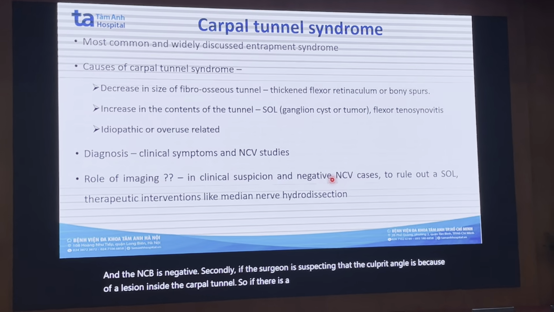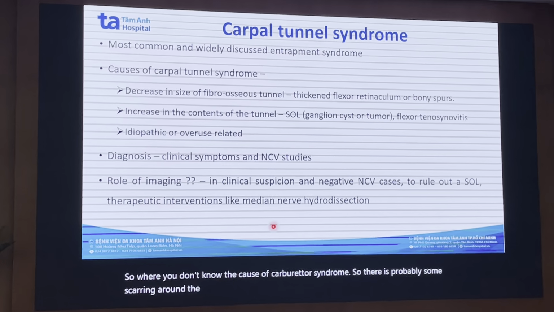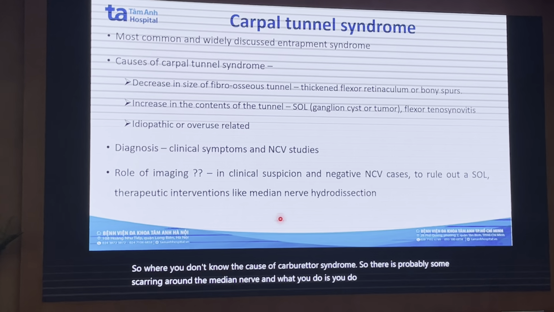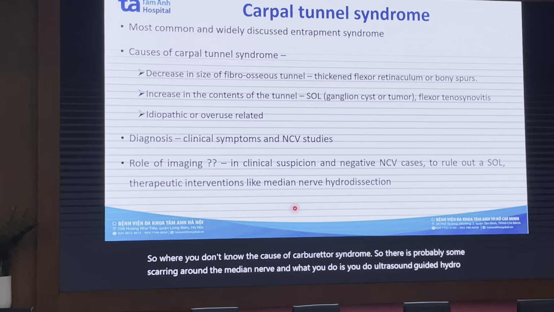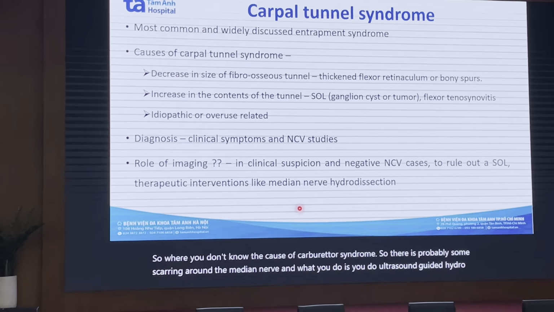And the next thing is median nerve hydrodissection, which we do in idiopathic patients, where you don't know the cause of carpal tunnel syndrome. There is probably some scarring around the median nerve, and what you do is ultrasound guided hydrodissection, where you inject fluid all around the nerve and just separate the nerve from its adhesions.